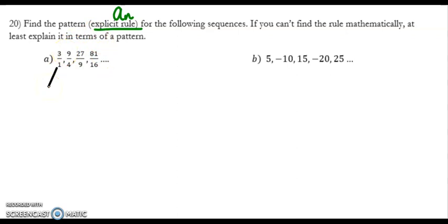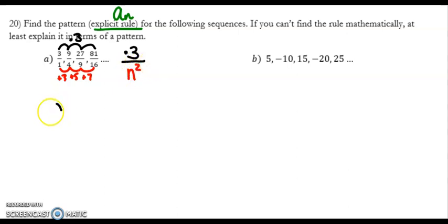So, to look at our first one, we know we have a fraction bar. That's great. Across the top, how do I go from 3 to 9, 9 to 27, 27 to 81? I'm multiplying by 3 each time. Then on the bottom, 1 to 4 to 9 to 16, there's that pattern of plus 3, plus 5, plus 7. So I know I'm going to have something with squares.